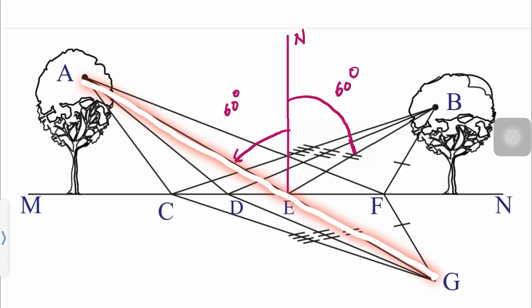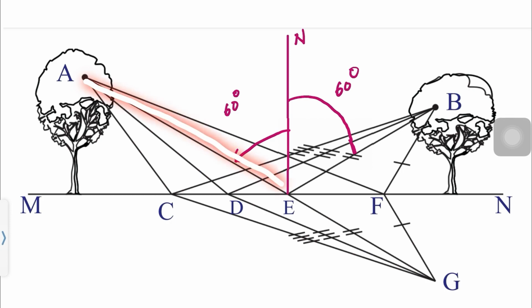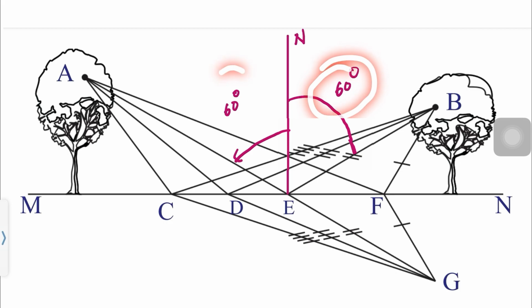It means that to cover AEG, what will be the time taken? The same time will be taken for AEG. What is the length of AEG? The same length it has for AEB. So that's why we are getting angle of incidence equal to angle of reflection.